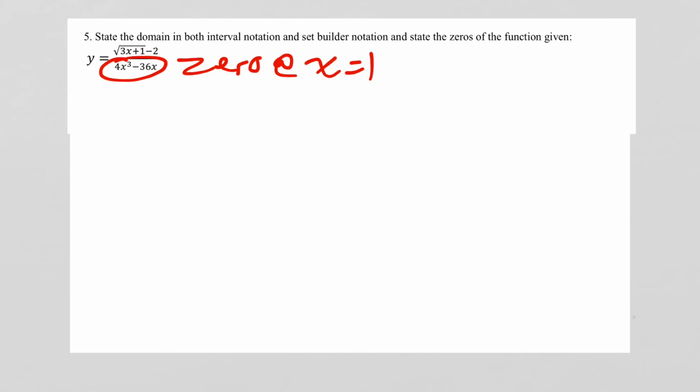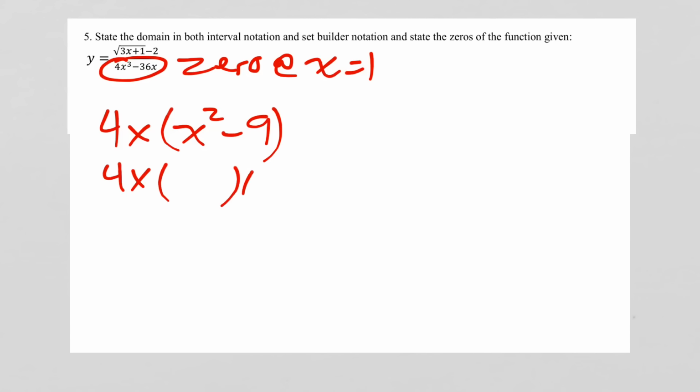So let's factor 4x cubed minus 36x. Let's pull out a 4x. What are you left with? Well, 4x times x squared is 4x cubed. 4x times what is negative 36x? Well, 4 times what is negative 36? That's negative 9. So 4x times negative 9 is negative 36x. But we're not finished yet. 4x times x squared minus 9 is a difference of squares that will factor as x minus 3 and x plus 3. So when is this denominator equal to 0?